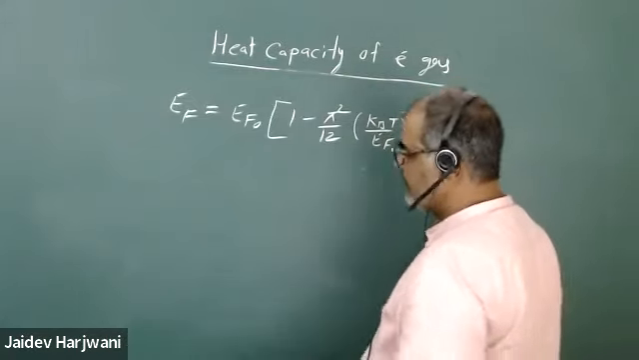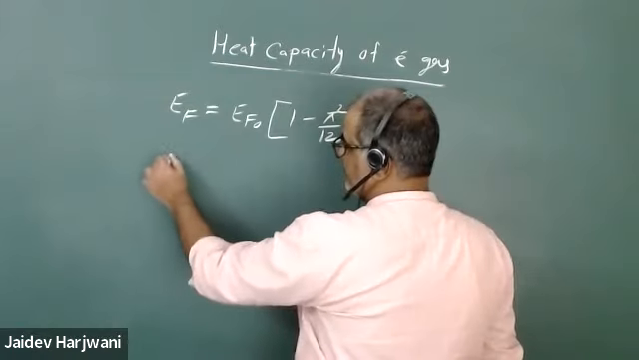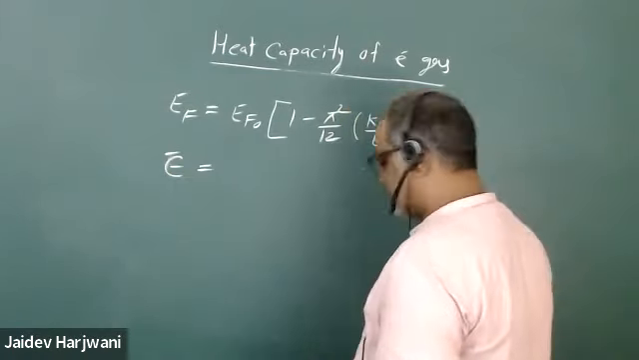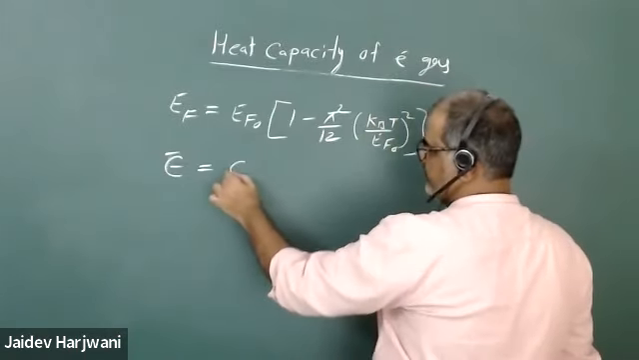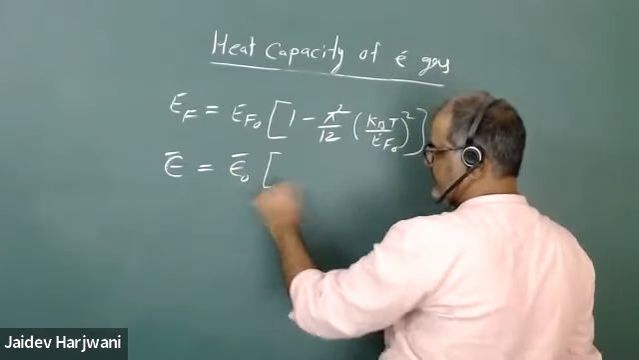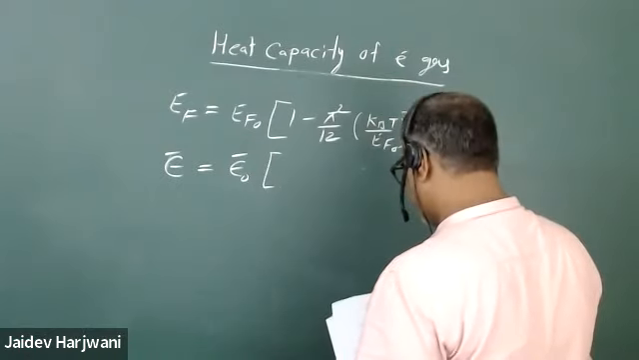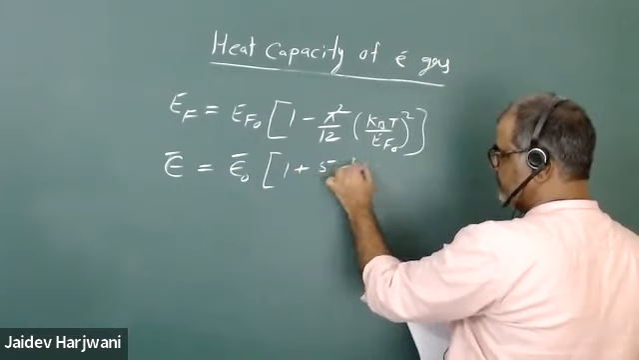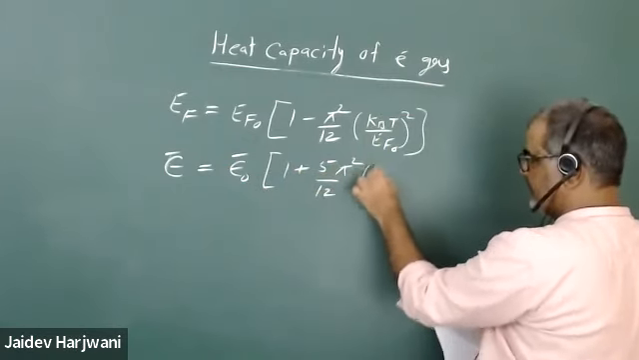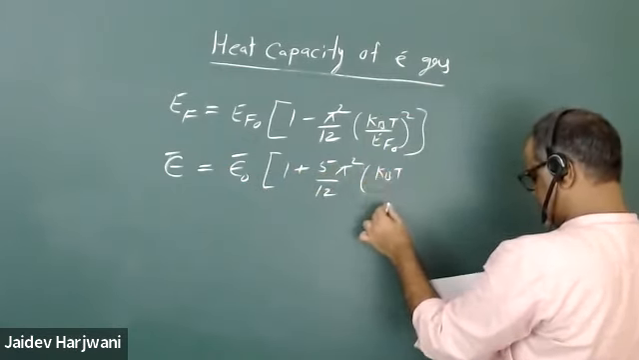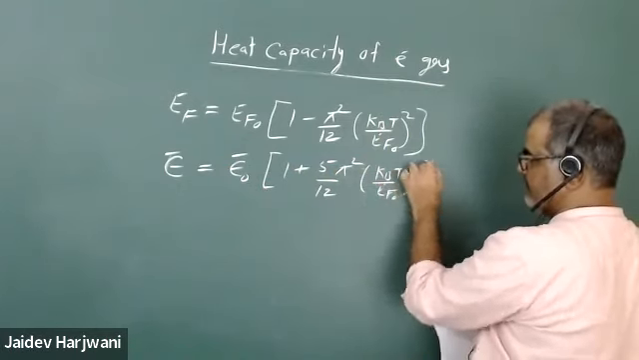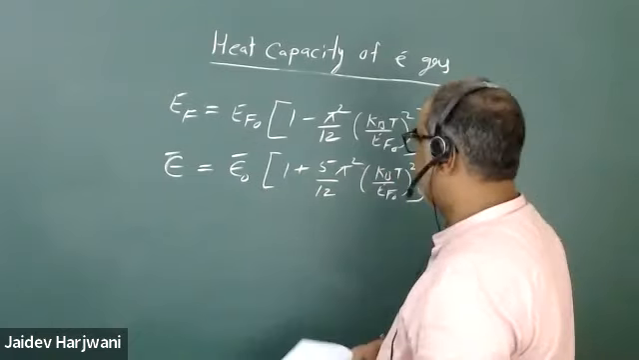Similarly, yesterday we have seen the average energy per particle. That we also calculated at T equal to 0, and it is also a function of temperature. It is given by pi square by 12, kBT, over E_F naught squared. This is the energy.